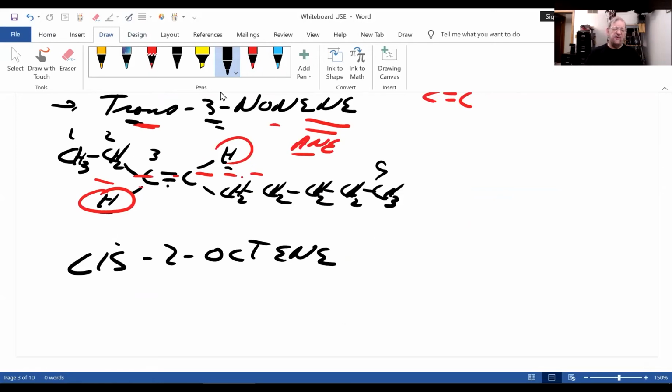And why don't you try this one? Why don't you draw cis-2-octene?